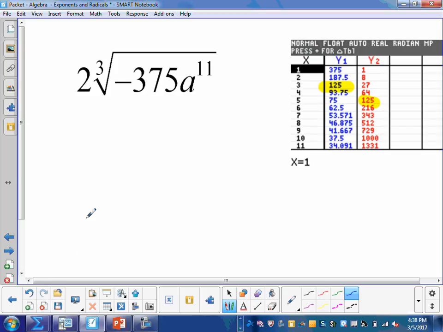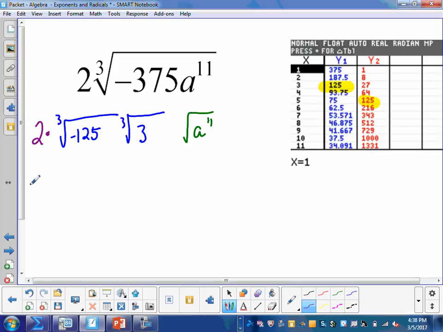All right, so let's try it all together. Now we have 2 times the cube root of negative 375a to the 11th. So we have a coefficient of 2 to begin with, so we're just going to leave that to the side for now. We're going to now factor negative 375, looking for perfect cubes. So I'm going to pull out negative 125 times 3. And then I have my a to the 11th.